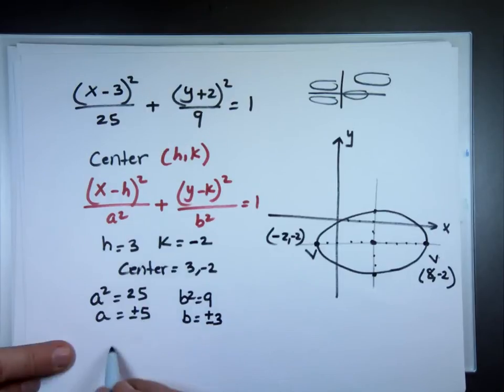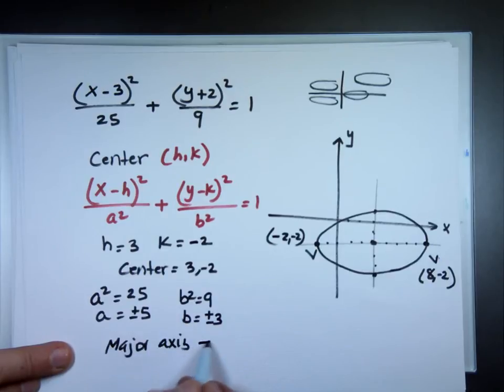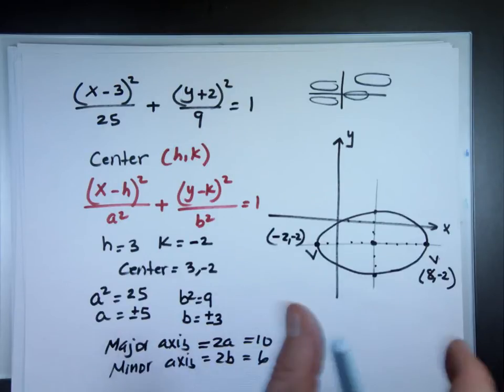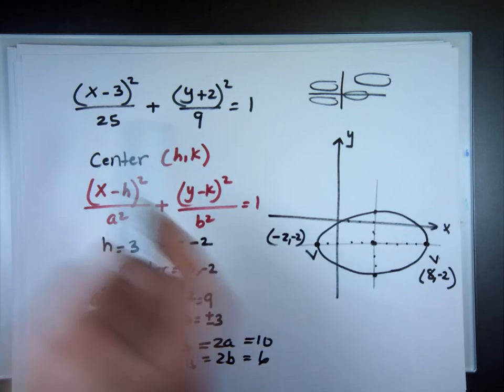Still, the major axis is still 10. That doesn't change. We just move the center. The minor axis is 2b, which is what? 6. And we'll do a couple more examples on this, and that's the end of it. So all we're doing really extra is finding where the center is, shifting everything in that direction. That's what's called translation of axes.